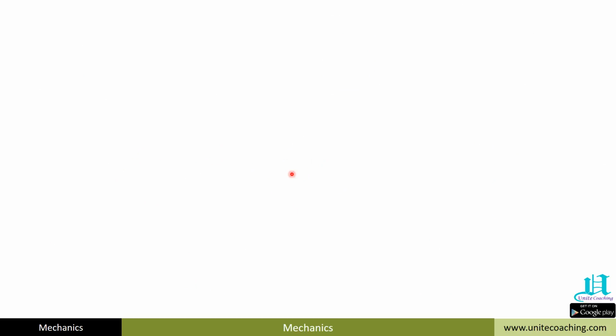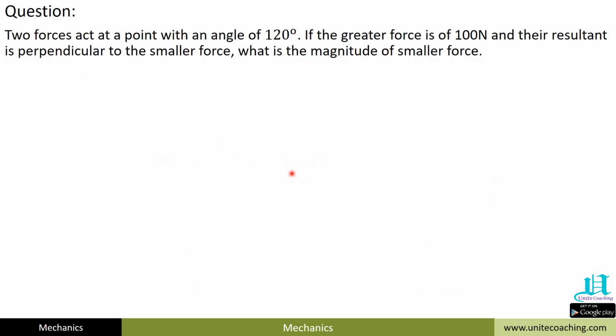So we have one problem here. It says that we are given two forces, one greater force of 100 Newton and one smaller force, acting at an angle of 120 degrees, and the condition given is that the resultant is perpendicular to the smaller force. We need to find the magnitude of the smaller force. Before moving on, we need to first visualize this problem.